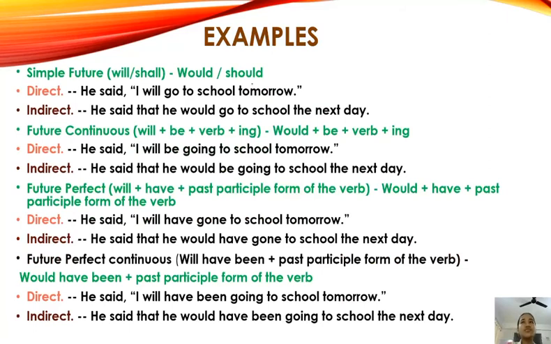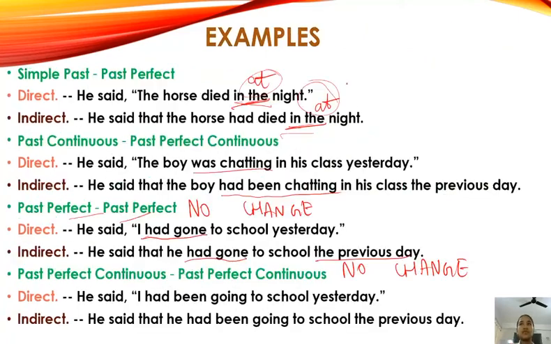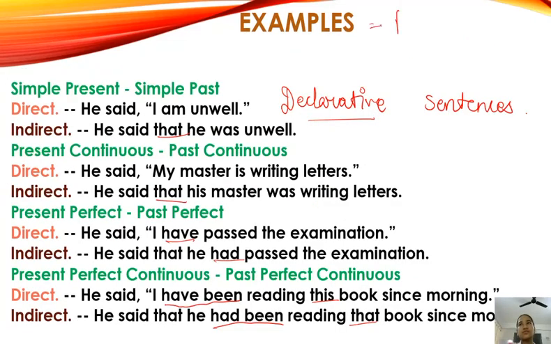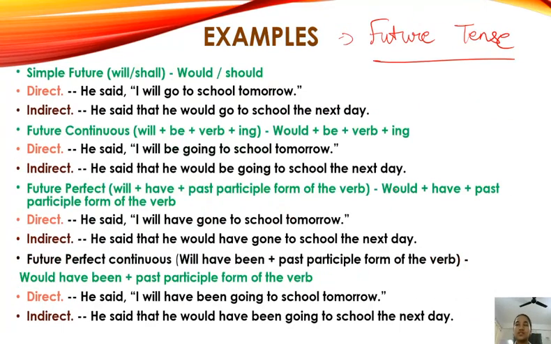Next, related to future. This is related to future tense. This was related to past tense, and this was related to present tense. Okay, so changes in future tense. He said, "I will go to school tomorrow." He said that he would go to school. Will is changed to would, and all others remain the same except tomorrow, which becomes the next day.